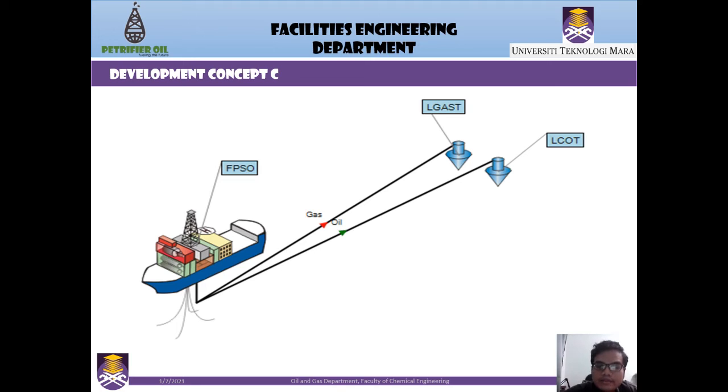And last but not least, the final concept proposed, concept C, is the FPSO, which consists of a tanker and an integrated platform, where the integrated platform will do everything from production activities to processing, and it also has the living quarters on the tanker. Once the hydrocarbons have been processed, they will also be transported to the Labuan terminals via pipeline.